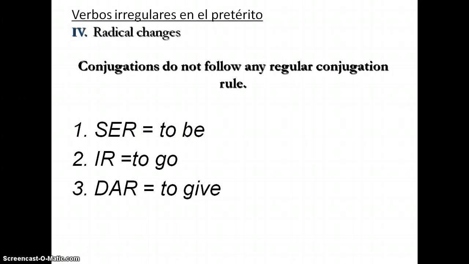A final group of irregulars in the preterite tense are verbs that have radical changes. This means that the conjugations do not follow any particular conjugation rule. There are 3 verbs that fall into this category, and they are ser, to be, ir, to go, and dar, to give. Let's look at some conjugations.